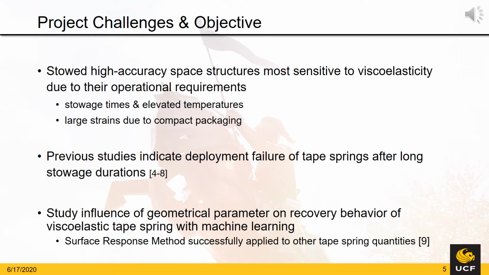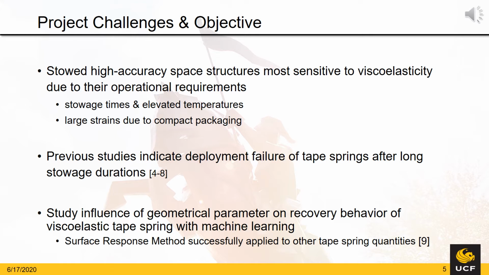From the brief introduction on the previous slide, several challenges can be derived when we deal with viscoelastic tape springs. First of all, stowed high-accuracy space structures are most sensitive to viscoelastic effects due to their prolonged stowage times and possibly elevated temperatures before launch. In addition, the tightest packaging often comes with high strains in the folded configuration. These three effects contribute considerably to high stress relaxation and a reduction in stored strain energy.